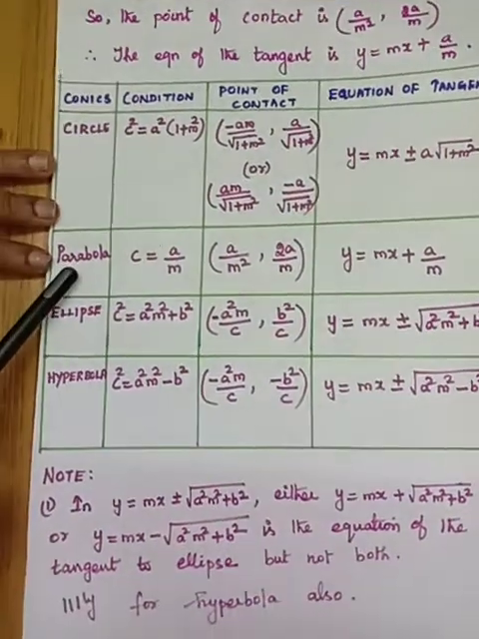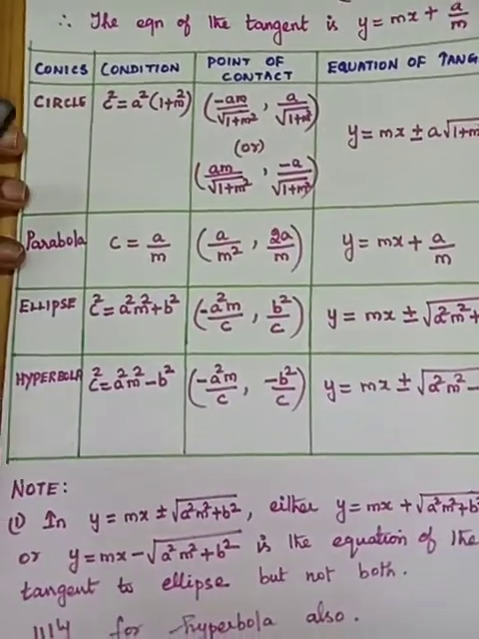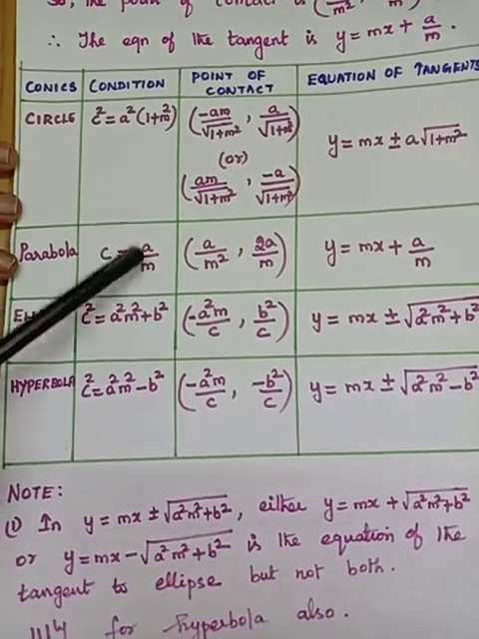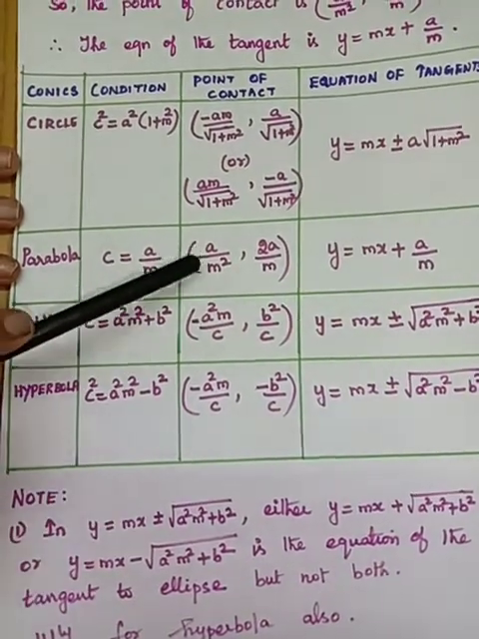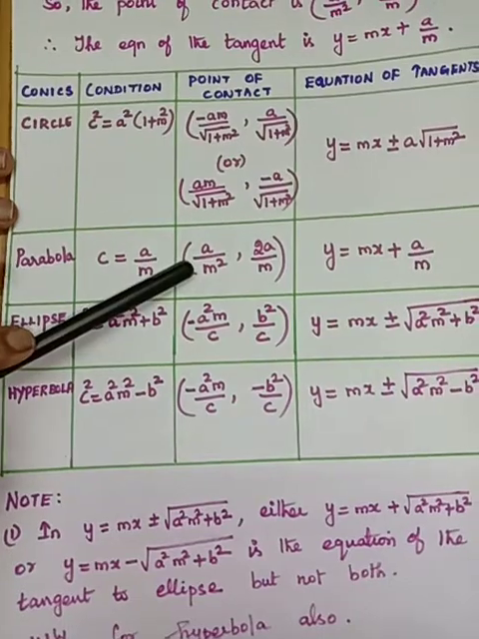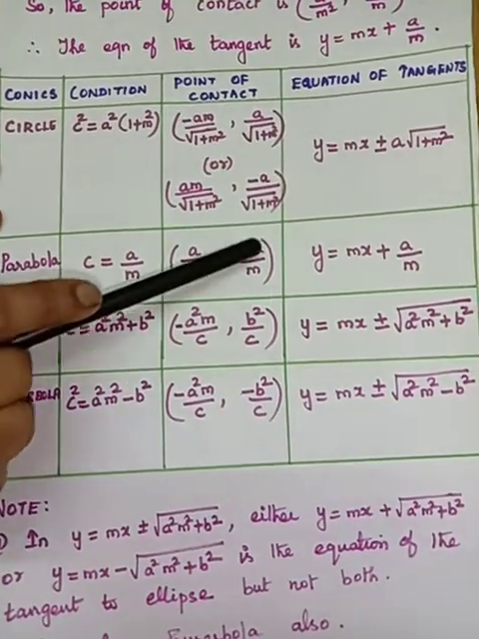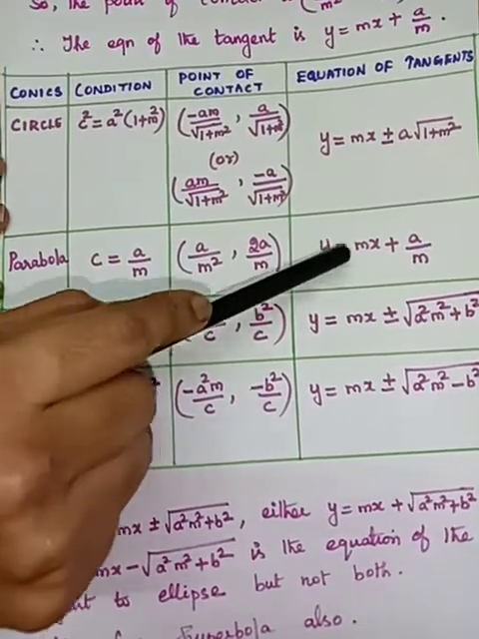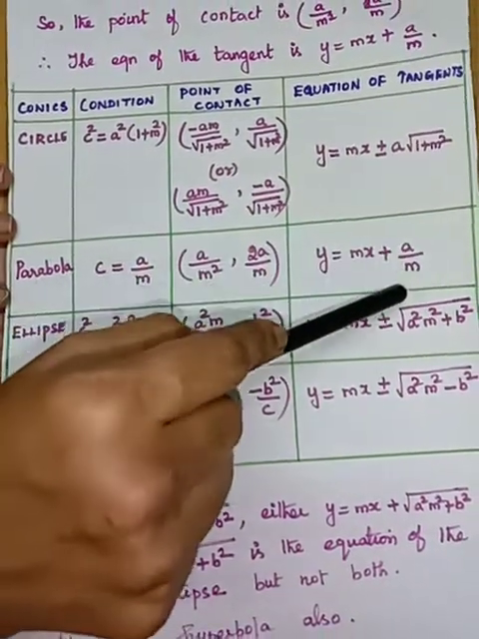So next conic we are taking the parabola. Just now only we have proved what condition? The condition is c is equal to a by m. The point of contact of the tangent and the parabola is a by m squared comma 2a by m. If it's so, the equation of the tangent is y is equal to mx plus a by m.